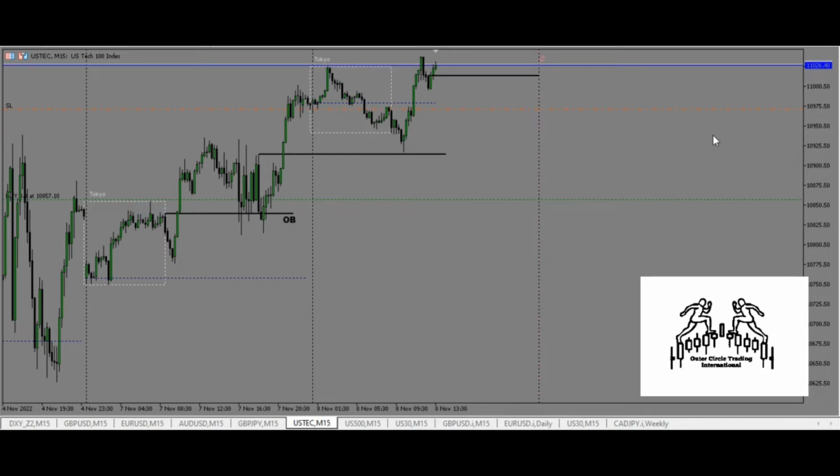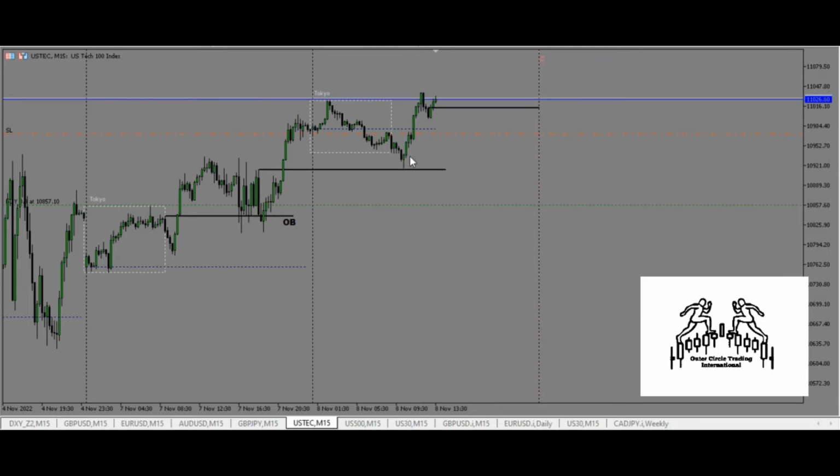I wanted to place another trade, but because of risk management, I didn't add a trade here on the London session. Accumulation, manipulation, and expansion. You can see this is power trade again.